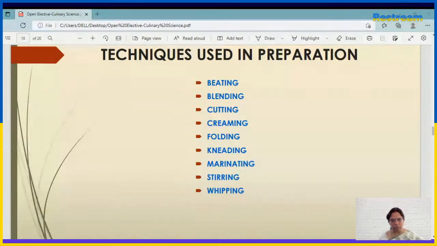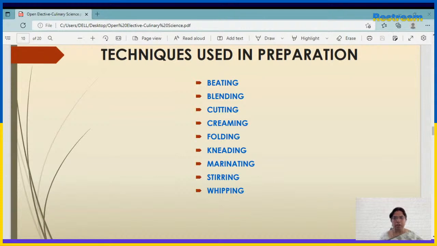Cutting in, which is the incorporation of fat and flour. Then creaming, usually in cake making. Then folding, where with a spoon you just fold the ingredients. Then kneading, especially dough when you prepare chapatis. Marinating, if you are preparing chicken kebab or something, you marinate it and leave it for some time. Then stirring, mixing ingredients with an appropriate tool. Whipping is rapid beating.